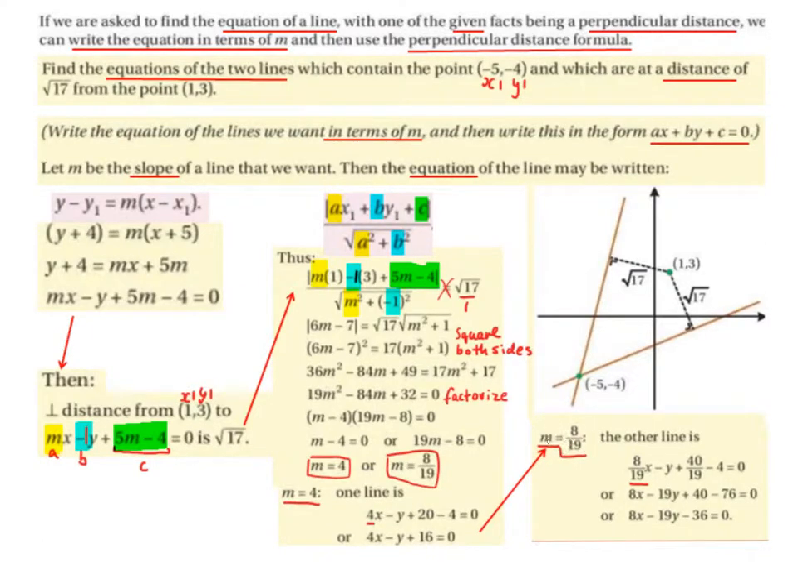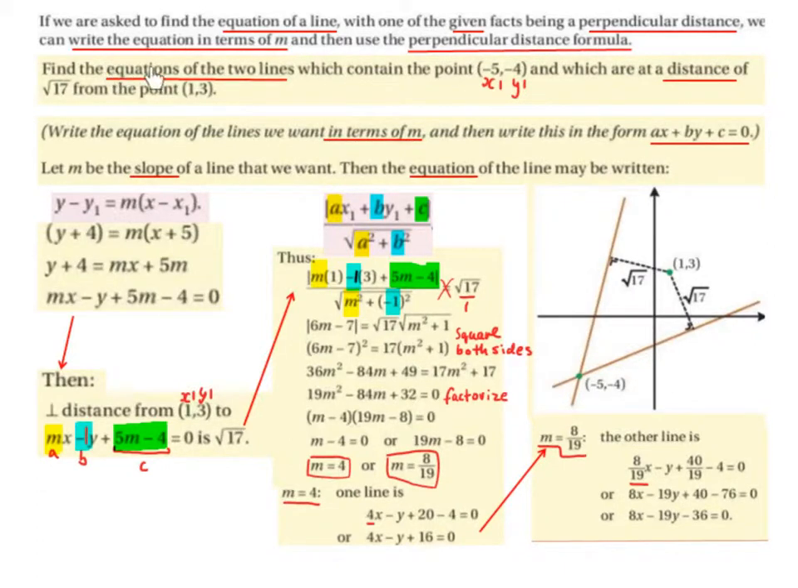Now if we let m equal 8 over 19, so we get m times x, so this time it's going to be 8 over 19 times x, minus 1y, so just minus y. And then we have 5 times m minus 4, so it's going to be 5 times 8 over 19, which is 40 over 19, minus 4. That's all equal to 0. Then we can multiply across by 19 to get rid of the fractions. So we get 8x minus 19y plus 40 minus 76 is equal to 0. And 40 take away 76 is minus 36. So the other equation of the line is 8x minus 19y minus 36 is equal to 0.